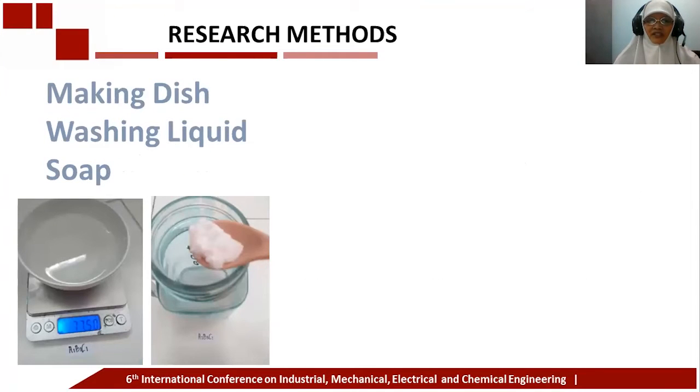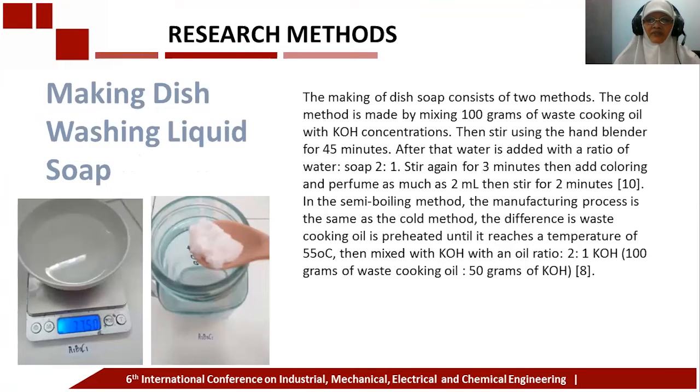Making dishwashing liquid soap. The making of this soap consists of 2 methods. The cold method is made by mixing 100 grams of waste cooking oil with kalium hydroxide concentration and stirring using the hand blender for 45 minutes. After that, water is added with a ratio of water to soap 2 to 1. Stir again for 3 minutes, then add coloring and perfume as much as 2 milliliters. Then stir for 2 minutes.